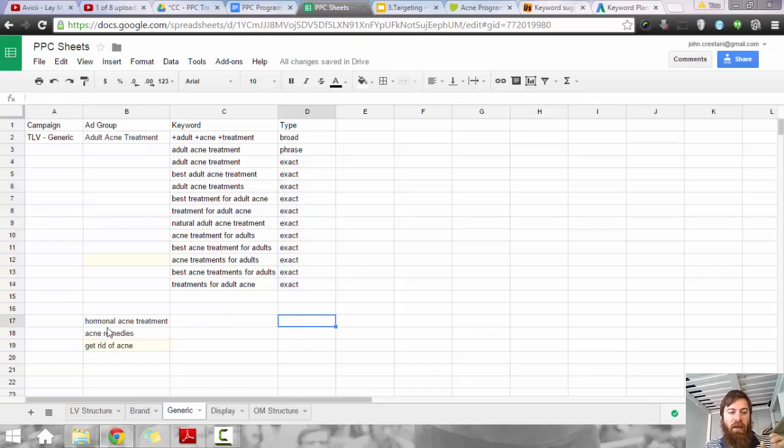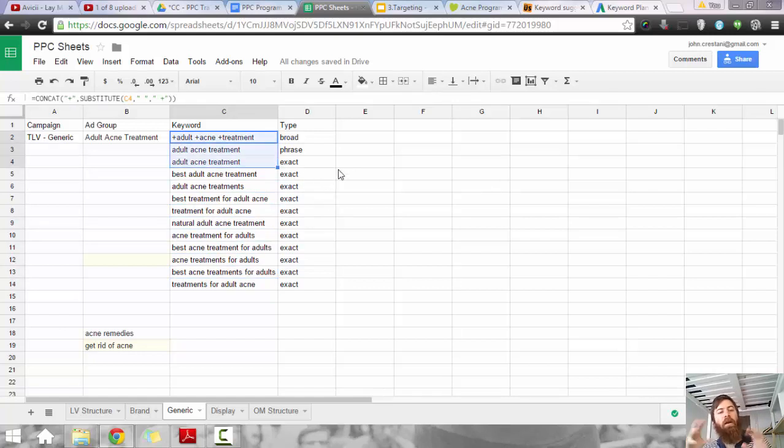Now this is a really solid ad group. I'm actually going to get rid of hormonal acne treatment because I think you're getting the idea. But notice, remember, the root keyword, I'm putting that in phrase and exact as well. Then I have these keywords right here. So this is 1, 2, 3, 4, 5, 6, 7, 8, 9, 10, 11. Then we have these three up here. So we have 14 keywords in this ad group. This is a really solidly built out ad group, and the targeting is perfect.